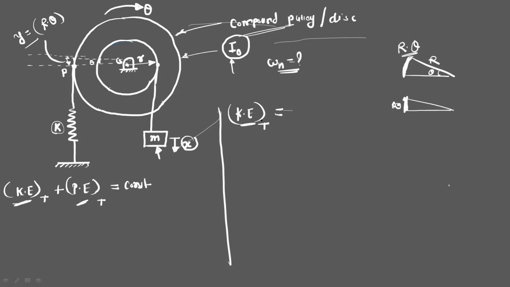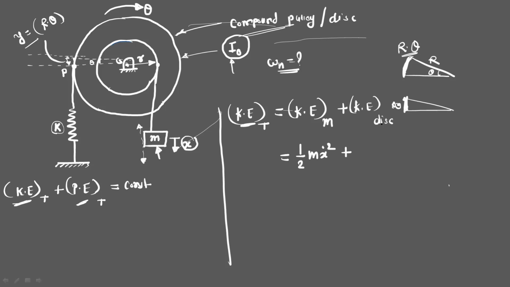So I will write the kinetic energy as kinetic energy for the small mass m plus kinetic energy of the disk or pulley. For the small mass m, it has only linear motion. There is no rotational motion. So we just write the equation as 1/2 m x dot square. This is the equation for linear kinetic energy. X dot means velocity.